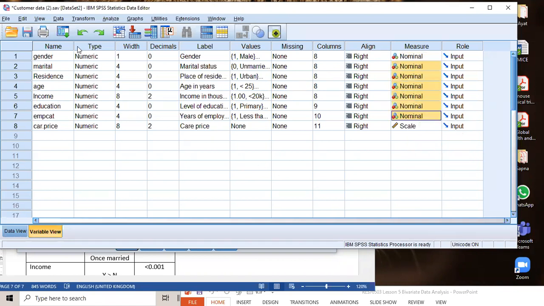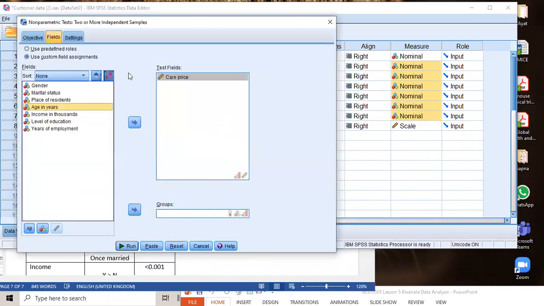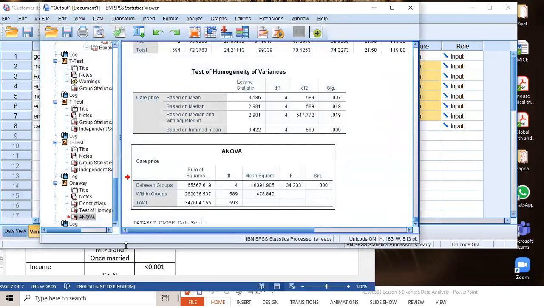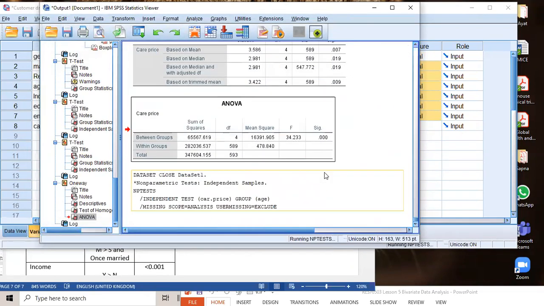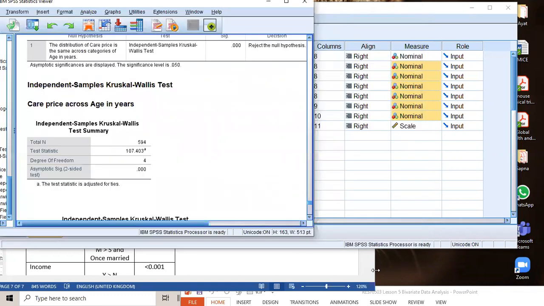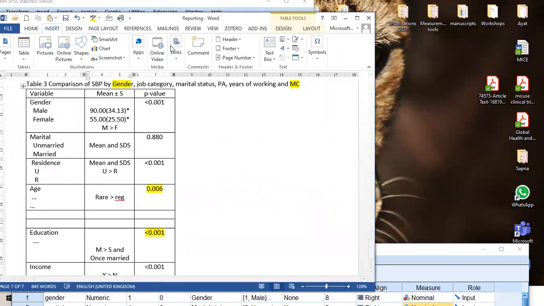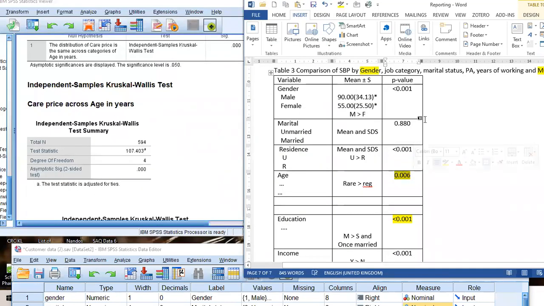All right, let's try again. Analyze. Because you want post hoc after this, it has to be done at the same time. So here, age in years. You're doing two things in one go. What I want is the p-value first. So what's the p-value here? Is it less than 0.001? Yes, less than 0.001.